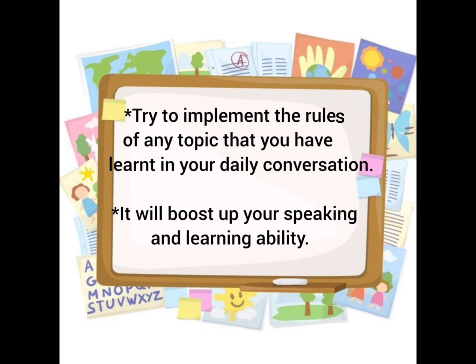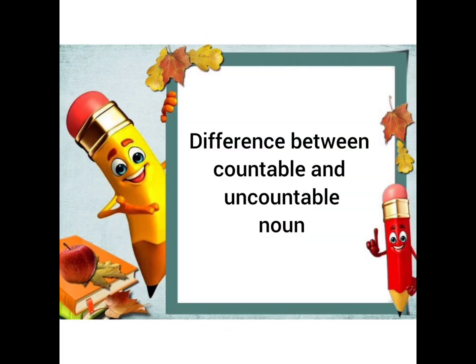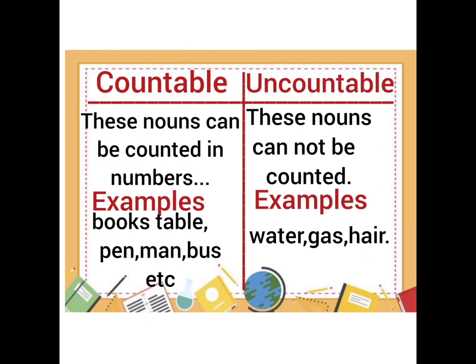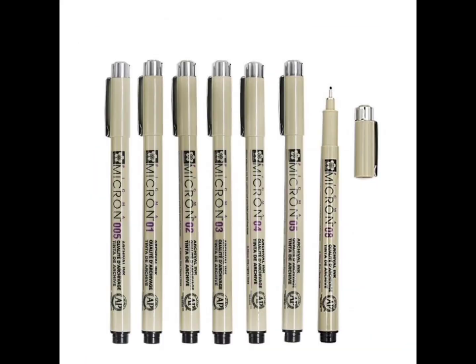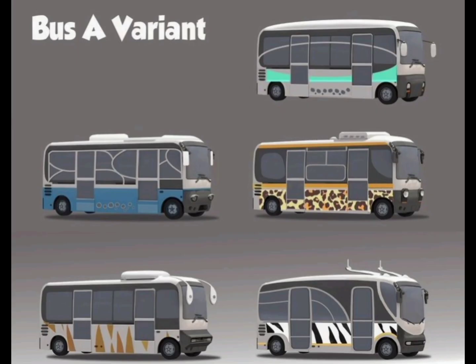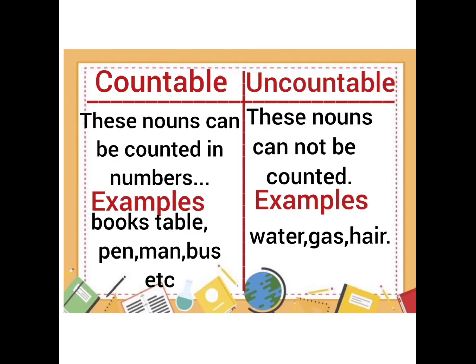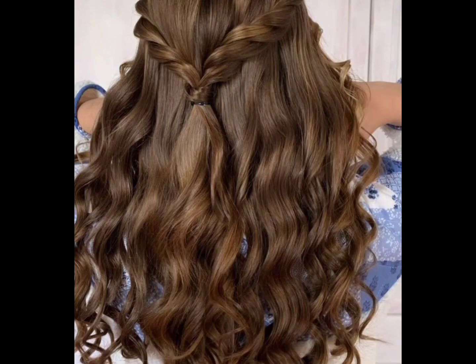My topic for the day is the difference between countable and uncountable nouns. The very first difference is that countable nouns can be counted in numbers. Examples are books, tables, pens, men, buses, etc. While on the other hand, uncountable nouns cannot be counted in numbers. And its examples are water, gas, hair, etc.